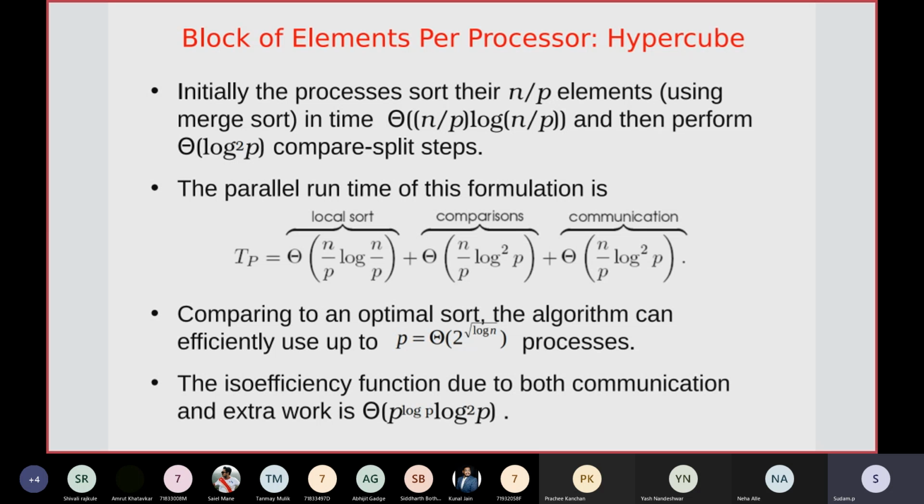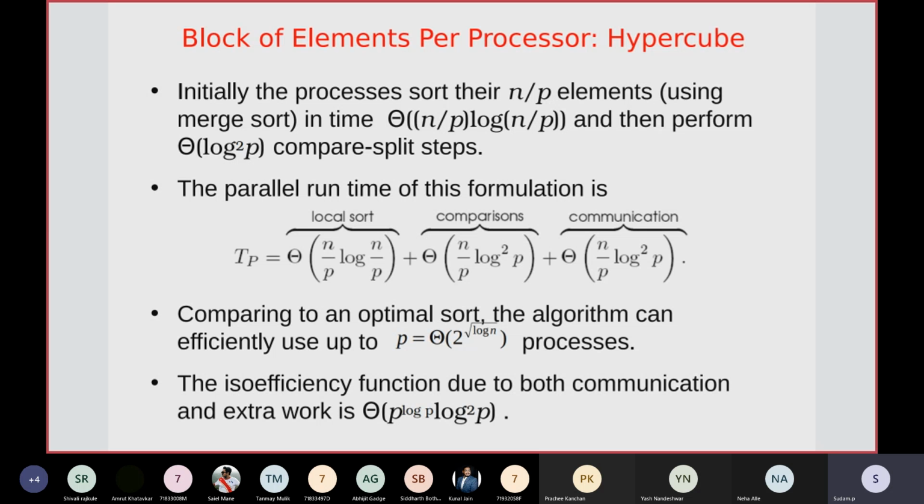And the parallel runtime of this formulation will be represented using this equation. TP means parallel runtime. TP equals theta of n by p log n by p, which is required for local sorting using the merge algorithm, plus theta of n by p log square p for comparison, and plus theta of n by p log square p. This is for communication, because each processor is communicating with its next neighboring processor.